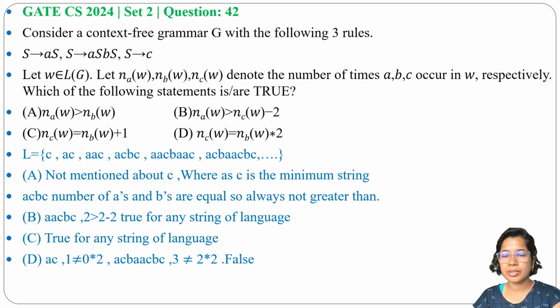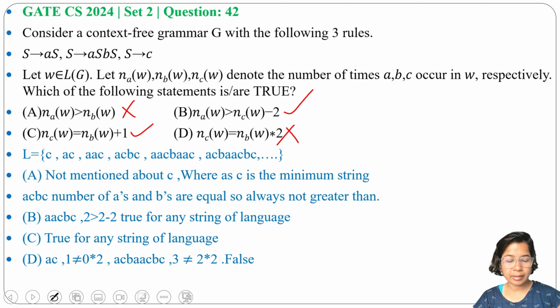So from the options, option A is false and option D is false, whereas option B and option C are true. Number of A in W is greater than number of C in W minus 2, and number of C in W equals number of B in W plus 1. So the answer is option B and option C.